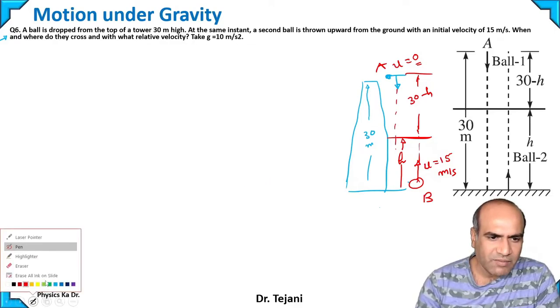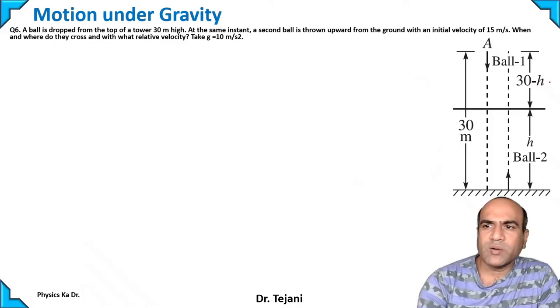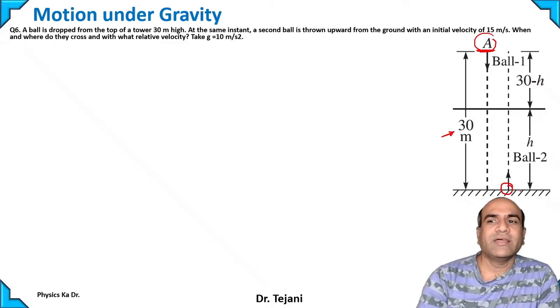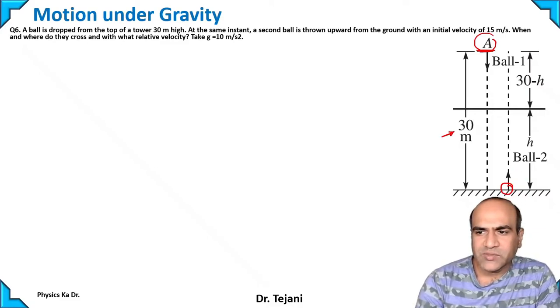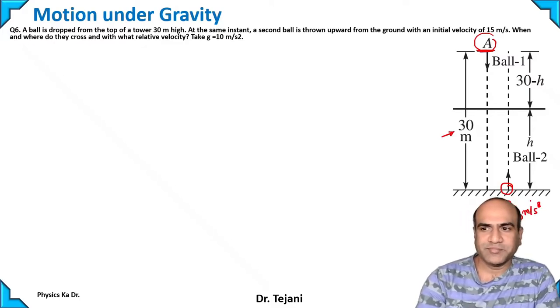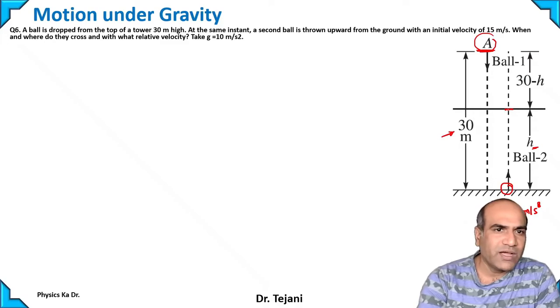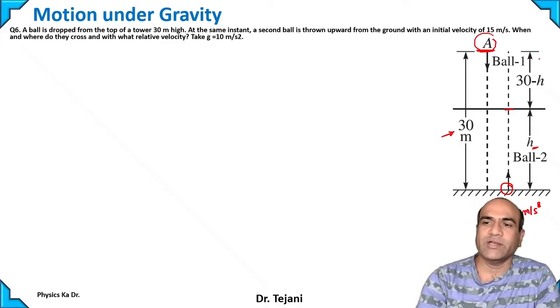Let us understand the same question once again. A ball is dropped from the top of the tower. This is the top of the tower, this ball is A, and the height of the tower is given as 30 meter. At the same instant, another ball, say B, is moving upward, and the initial speed is u equal to 10 meter per second, not square second. Let us assume the height h from the ground for ball B, and therefore for ball A it becomes 30 minus h. We need to identify both the distance and the time, when and where they cross.